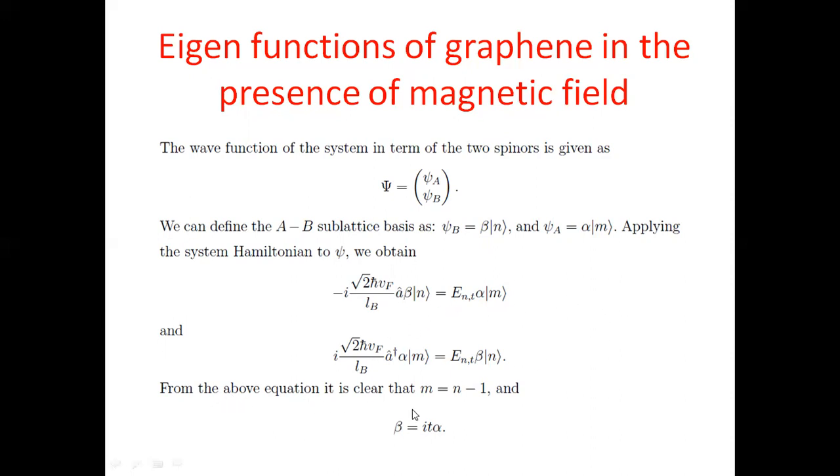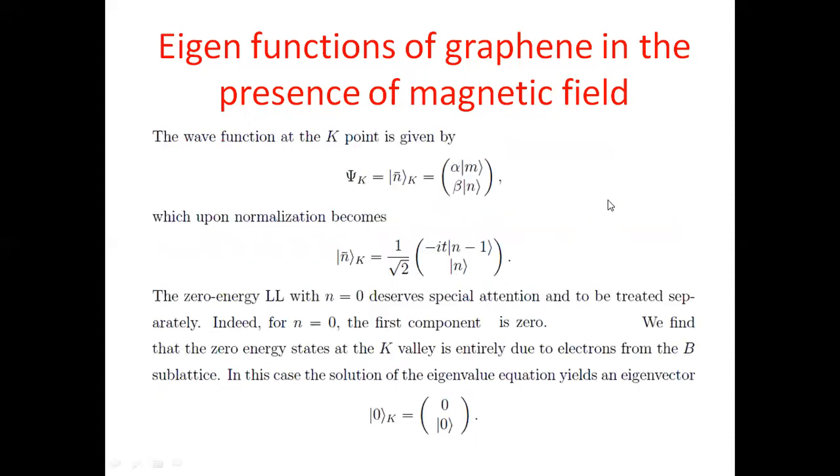From the above equation, it is clear that m, which is the excited state, is equal to n minus 1, and beta is related to alpha by this equation. So now we can write the eigenfunction for the K point, which is given by this equation, alpha m, beta n. If we normalize this equation, we obtain the eigenfunction for the K value as given by this equation.